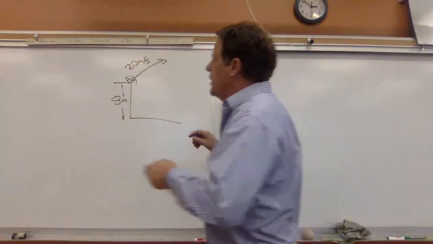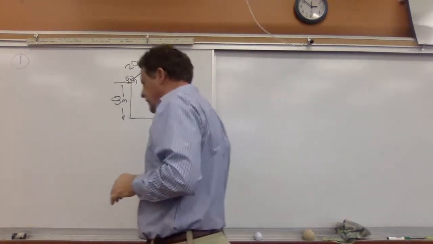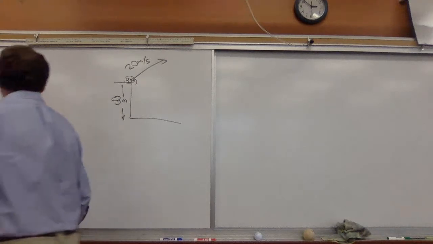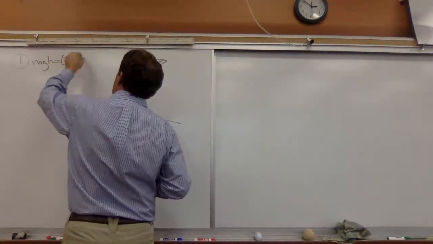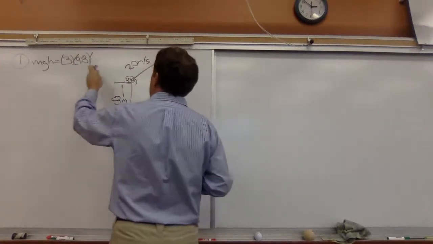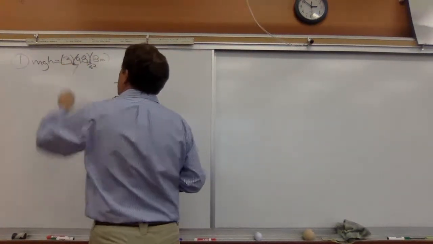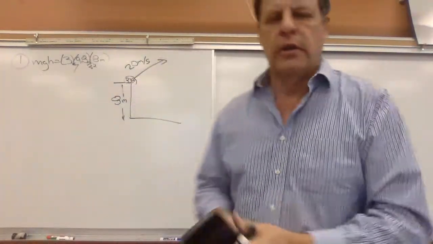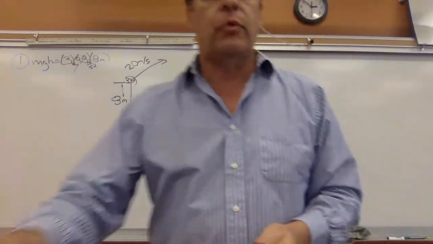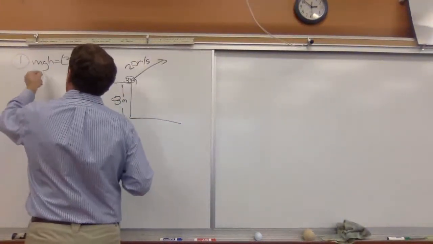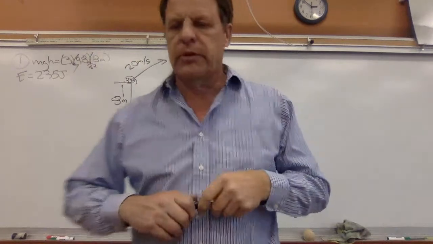And similar to the last one, that is going to be mgh, which is 3 times 9.8 times a height of 8, with meters per second squared and kilograms, and that is going to give us 235.2. So we're going to call that 235 joules. That is equal to that gravitational potential energy.